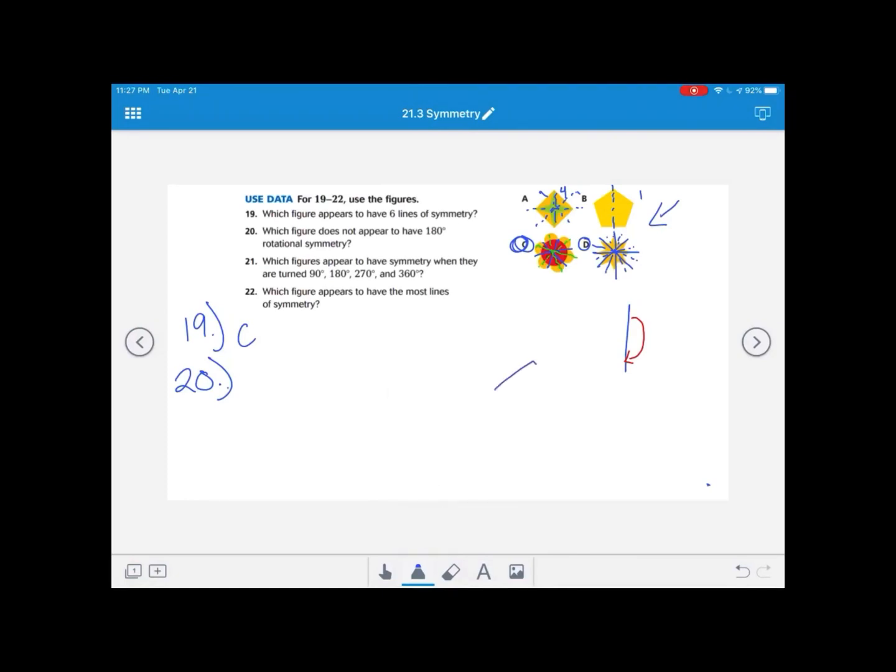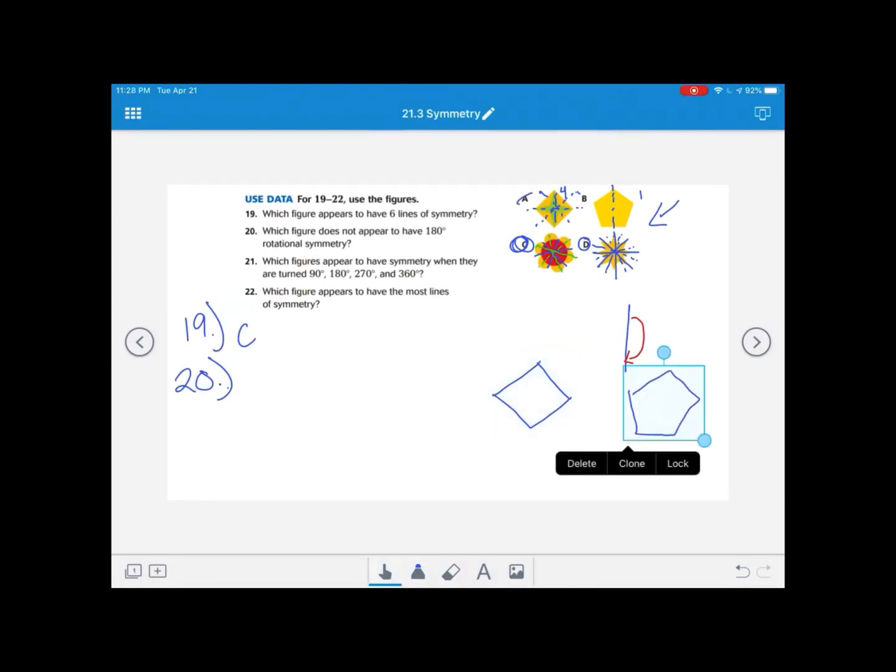So here's A. A is just like a diamond. I'm flipping it, and it looks, as I do that, just like a diamond all the way around. So A, it definitely can be rotated 180 degrees. So it's not A. Let's take a look at B.